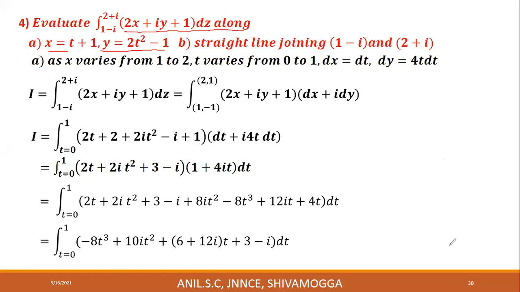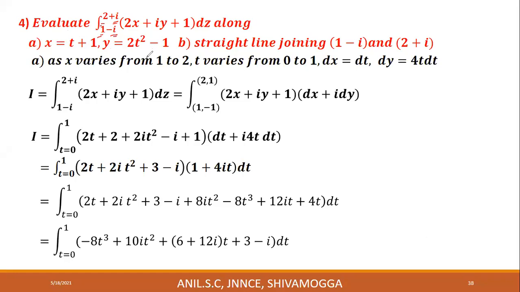First, we shall take the first case. x is equal to t plus 1 and y is equal to 2t square minus 1. Here, x takes values from 1 to 2 and y takes values from minus 1 to plus 1. Minus i means the imaginary part is minus 1, plus i means the imaginary part is plus 1. Therefore, y takes values from minus 1 to plus 1 and x takes values from 1 to 2. Both x and y are functions of t.